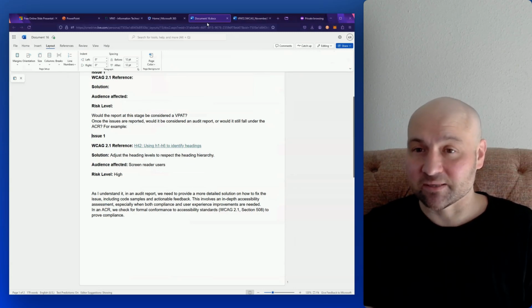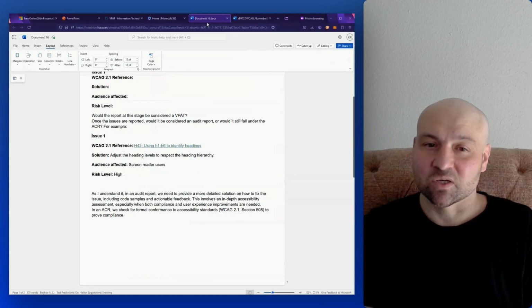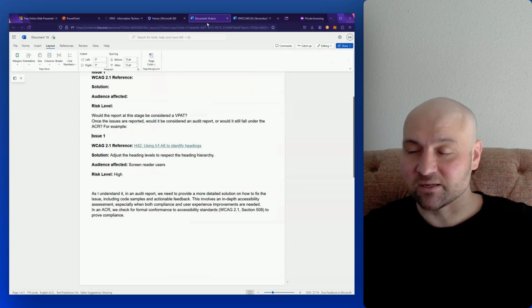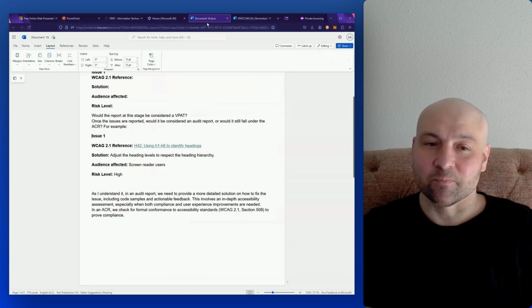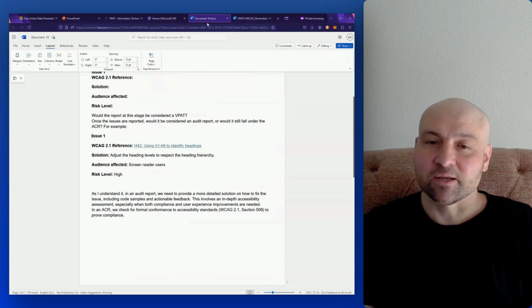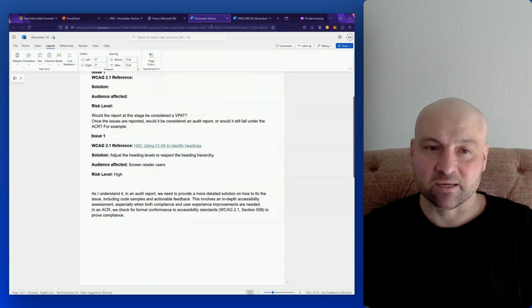You want both documents, and they should be provided. So the ACR is probably going to cost an additional amount, but either way, it could be rolled all into one service. Either way, that's what you need to think about here when you're talking about a VPAT and an ACR.